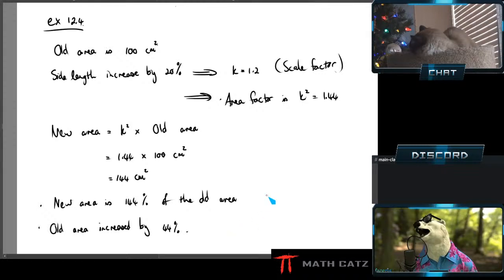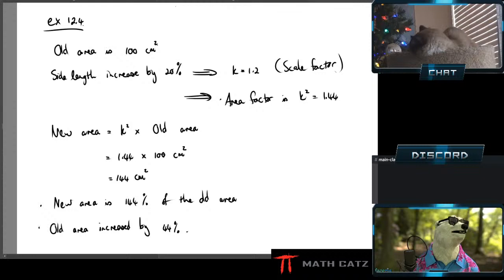So as long as I understand the link between the length scale factor and the area factor, being the square of the scale factor, then all the other interpretations about that are the same. But in terms of how I go from decimal to percentages. Okay.